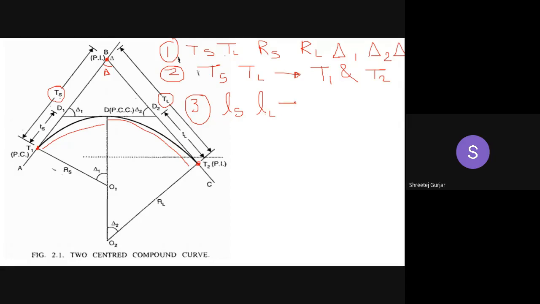Once you do that, in this step itself, what you have to do next is, you know the chainage of this point. You can add LS to this. If you add LS to this point, you will reach D, right? You will reach the chainage point D. If you add LL to this chainage point D, you will know the chainage point of T2. So the second part of the third step is calculating the chainages of T1, D, and T2. Okay, so you have to note down the chainages of these particular points.